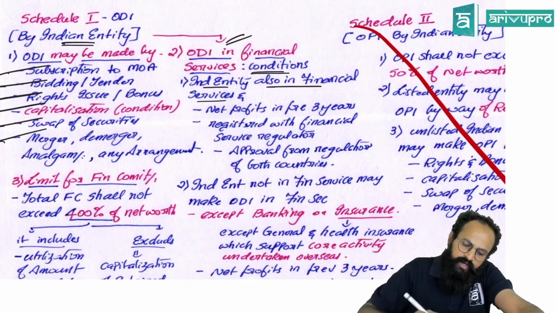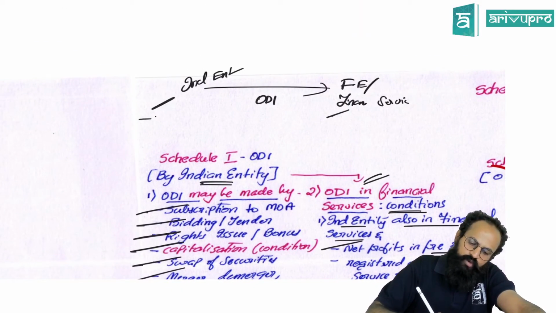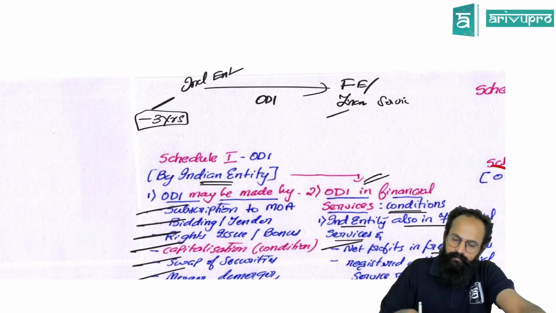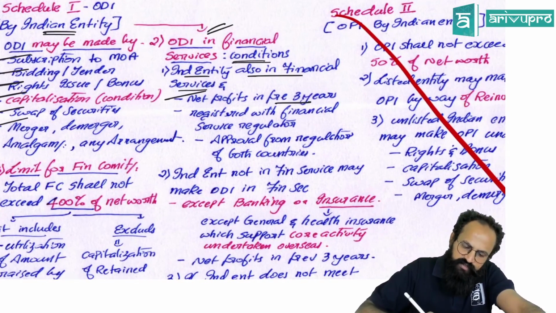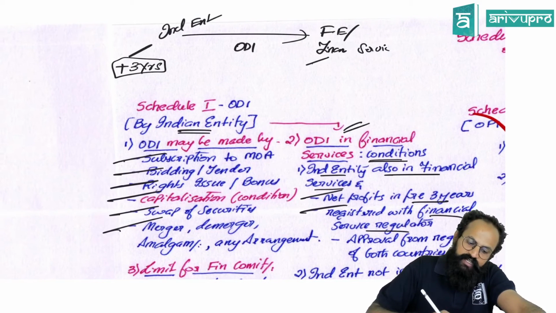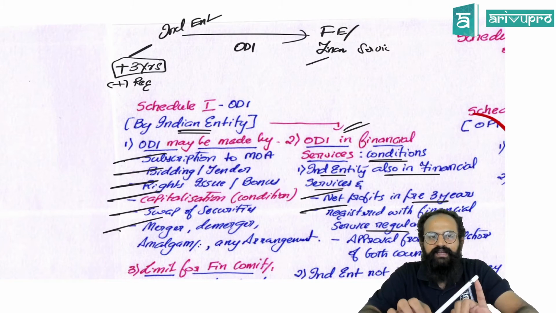Okay. Next one, you should have net profits in the preceding 3 years. So first you have to have a proven track record of 3 years profits. Okay, don't take it as minus then. 3 years profits. Next one, registered with a financial service regulator. So you should be registered with the regulator here. Who is a financial service regulator? By now you know.